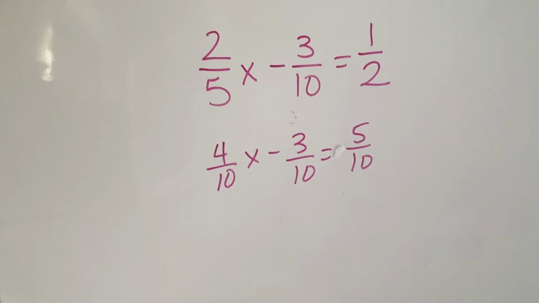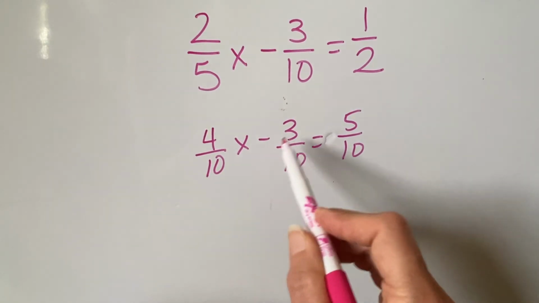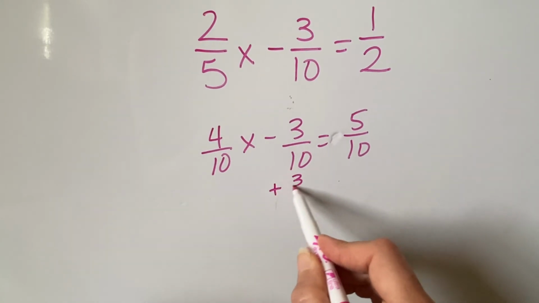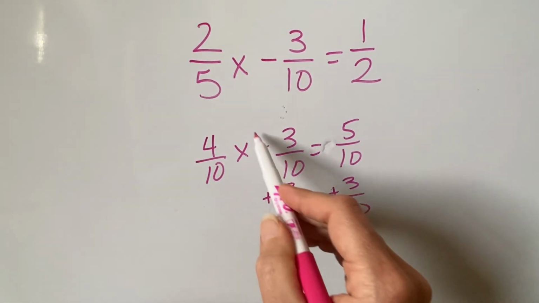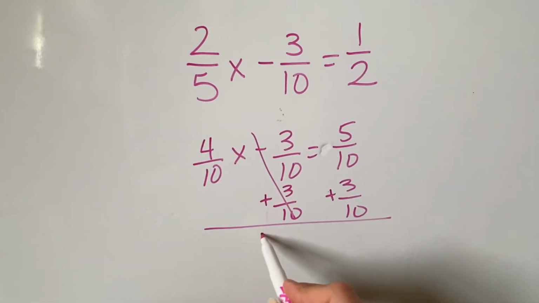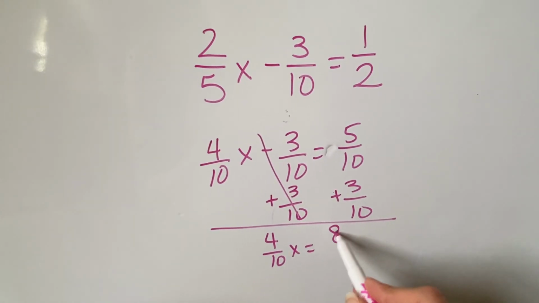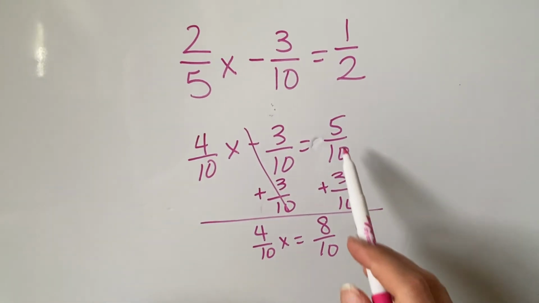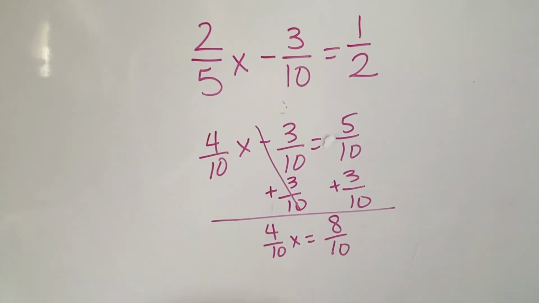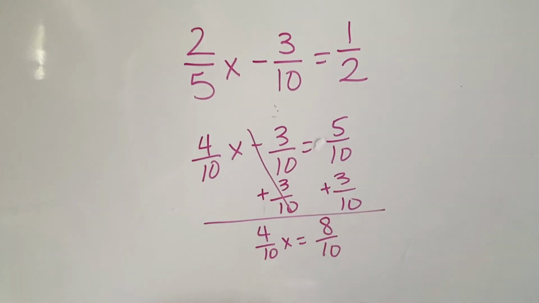Now that we have common denominators, I'm just going to solve for it. I want x by itself, so I'm going to get rid of this 3/10 first. This is 4/10 x equaling 8/10. Hopefully you're with me so far. 5/10 plus 3/10 is 8/10. This drops down here because this disappeared.